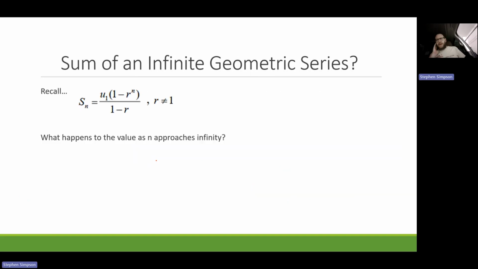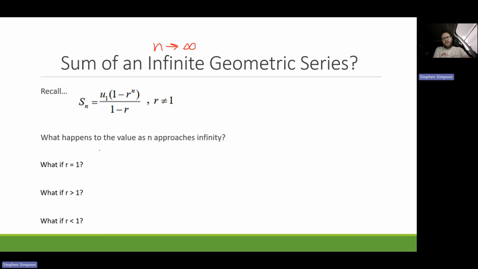Now, what about the sum of an infinite geometric series? So infinite means the n value, the number of terms in the sequence, doesn't equal infinity because infinity is not a number. You can't equal infinity, but you can approach infinity. So n is going to get bigger and bigger and bigger, and it never stops.